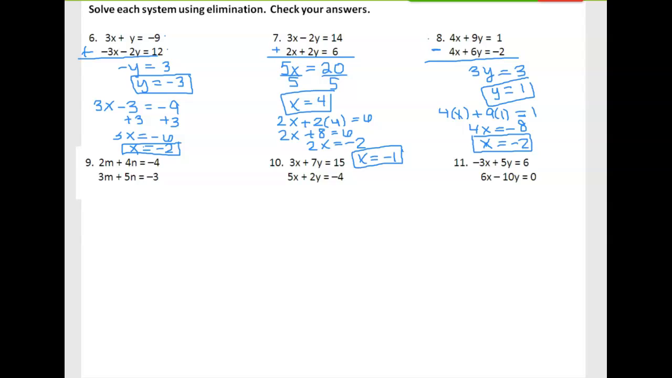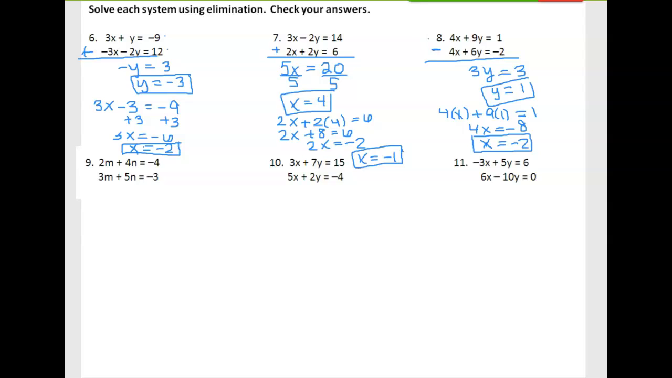Number 9, we are going to look at these and say, oh no, elimination doesn't work because I have a 2 and a 3, a 4 and a 5. So what we have to do in number 9 is actually alter one equation to eliminate from the other. And sometimes it's not even just one equation that's going to work. Sometimes it takes altering both.